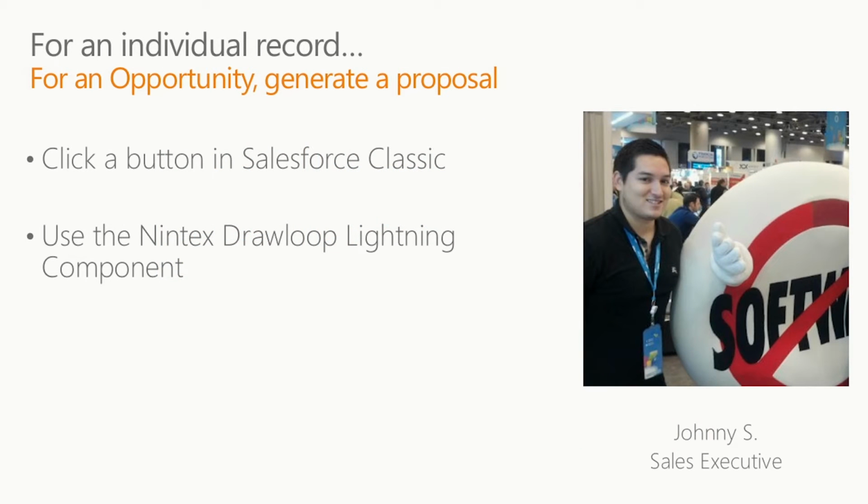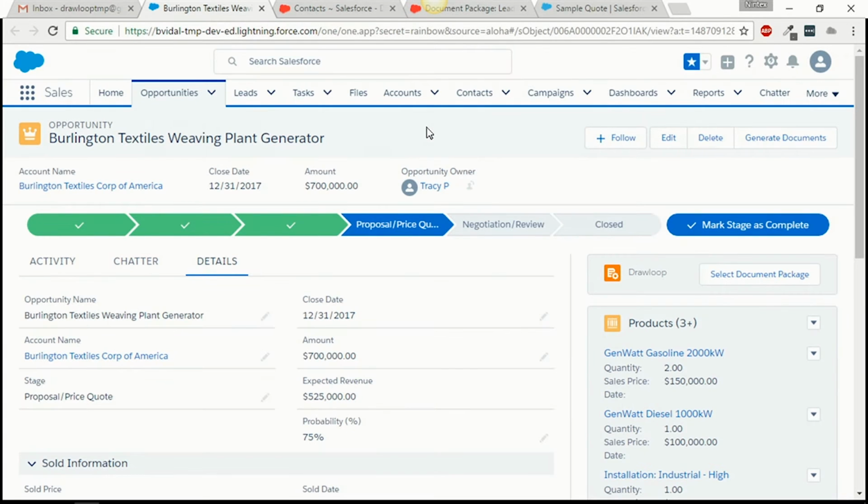This is Johnny. Johnny is a sales executive, and like all good sales executives, he generates proposals and quotes for his opportunities in Salesforce. And I, as his Salesforce administrator, can enable Johnny to generate those proposals using Drawloop in Salesforce. So I'm going to jump over into Salesforce. Here we have an opportunity. From this opportunity, as a Salesforce administrator, I can enable the Drawloop Lightning component right there for Johnny.